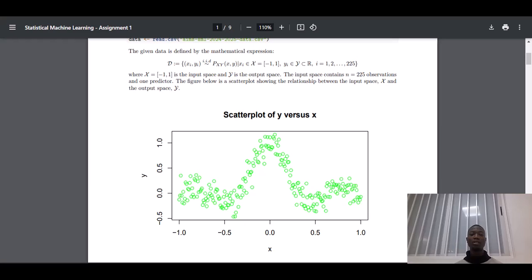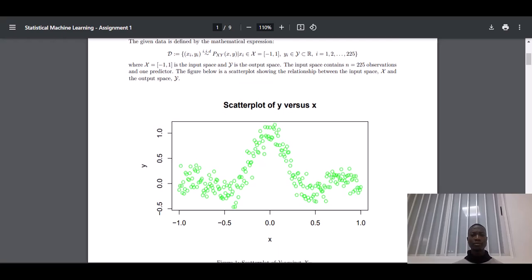And this led me to deciding on the function space to use. I decided to use the polynomial function space of degree at most p. This is because of the nonlinearity between y and x.